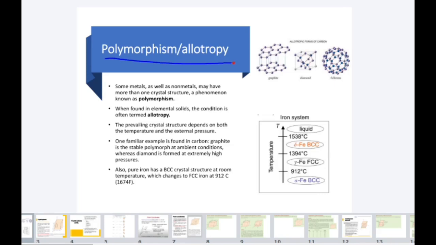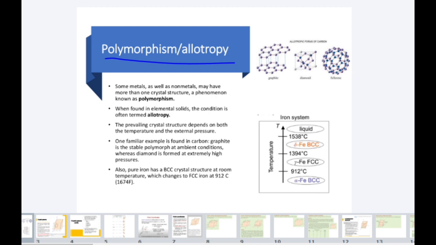Polymorphism or allotropy, right? What is it? We know that some metals as well as non-metals have more than one crystal structure, right? We discussed this even in the introduction to material science, that there are materials that have more than one crystal structure. And this phenomenon is known as polymorphism.